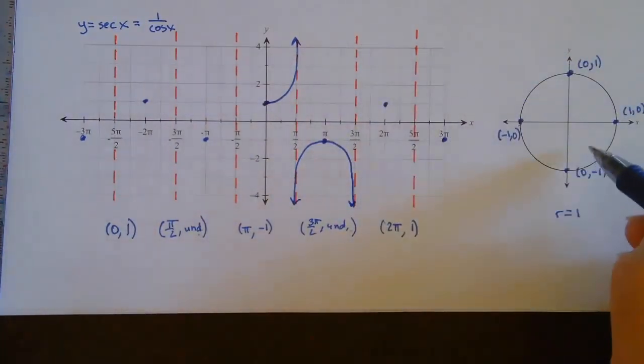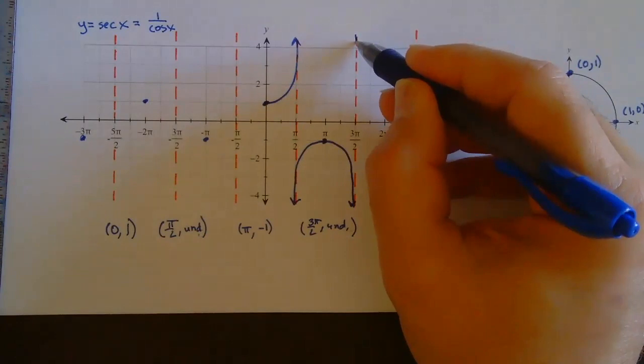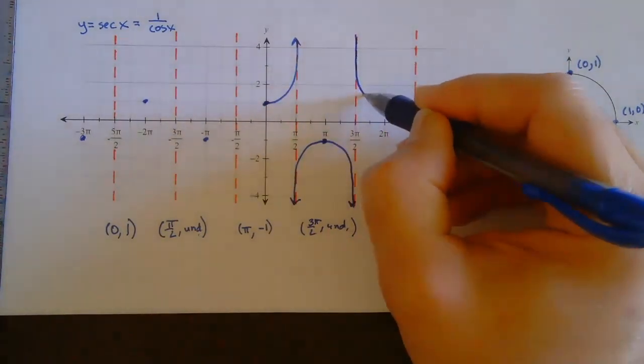From 3 pi over 2 to 2 pi, this region right here, I know my x's are positive. My r's are always positive. So when I do the ratio, it's going to be positive. So that's going to look like this, has to.